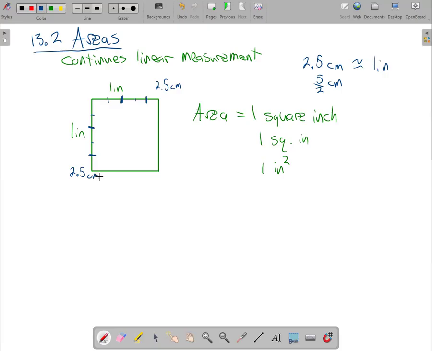Converting linear units is pretty straightforward. Converting area units is a little bit more complicated, but there's a simple way to look at it. I just want to use this picture to demo it. Next I'm going to take my centimeter measurements and draw them going all the way across, not the half centimeters, but the whole centimeters in both directions.